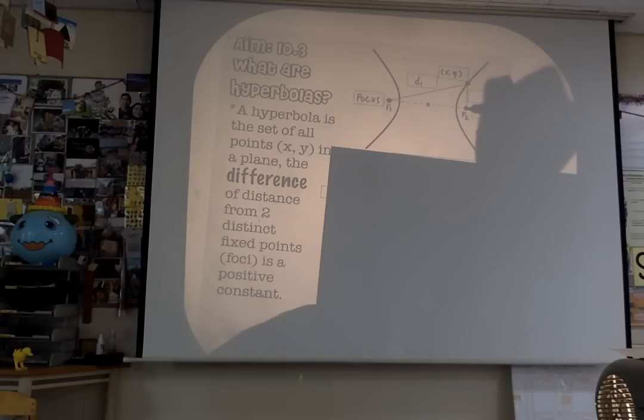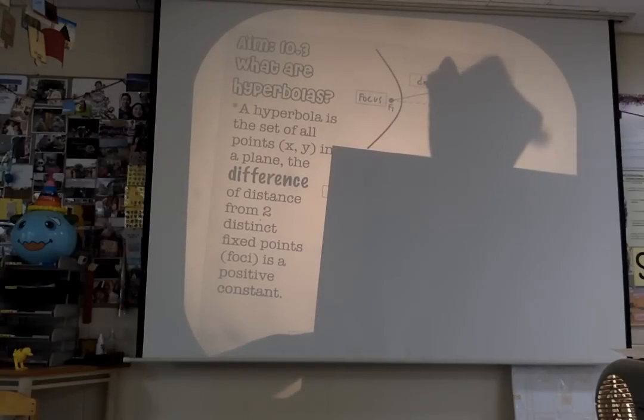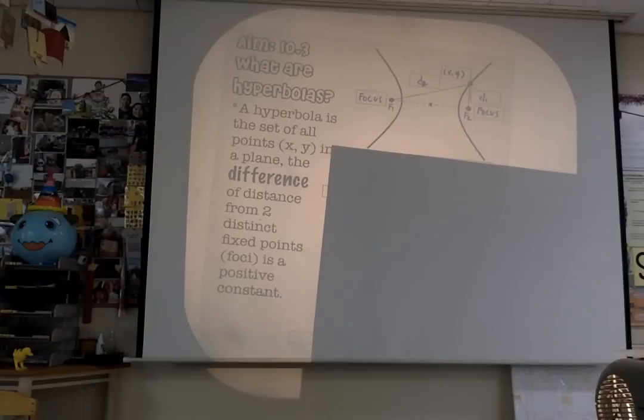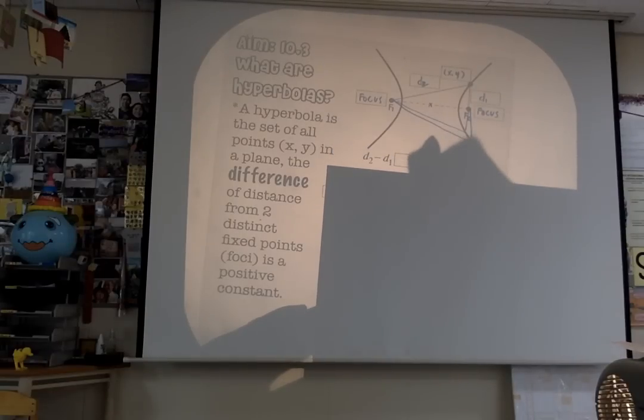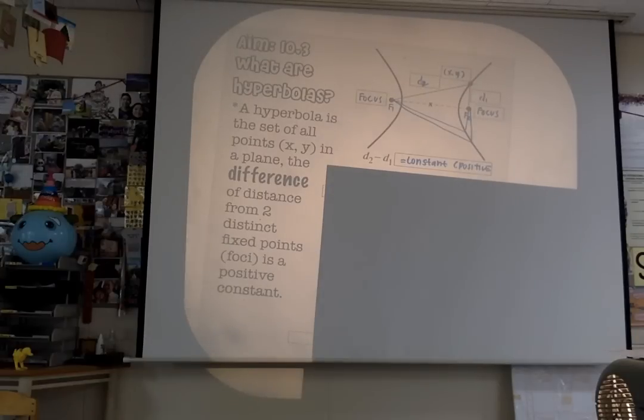This distance here, the second focus to the same x,y, anywhere along the hyperbola, we're going to call that a branch. We'll learn that later. This distance is D1, and this is D2. Now, anywhere we choose, any point, when we take the difference of the two distances, they are going to stay constant. It equals a positive constant. And that's the definition of a hyperbola.